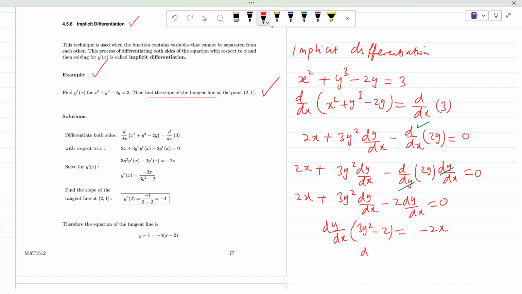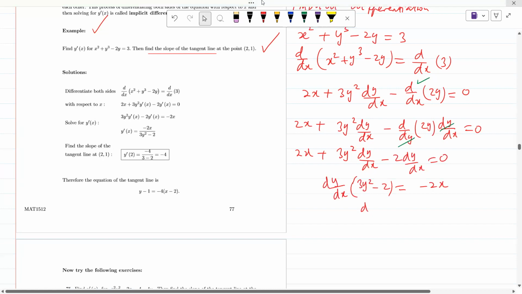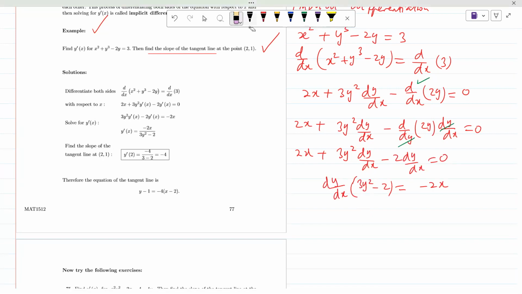And therefore, this is the same as the following. dy/dx is the same as minus 2x, all divided by 3y squared minus 2. That becomes the derivative, and it's exactly the same, obviously, as what they obtained here.